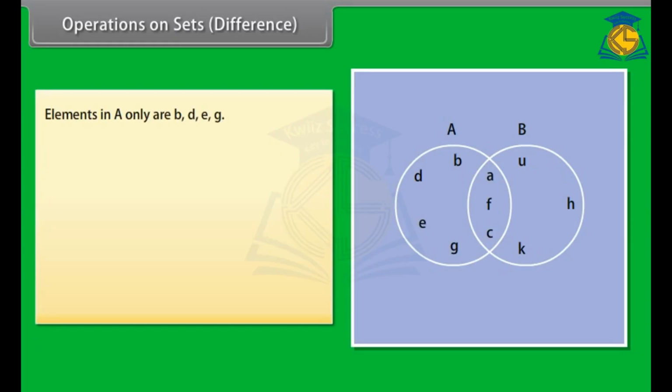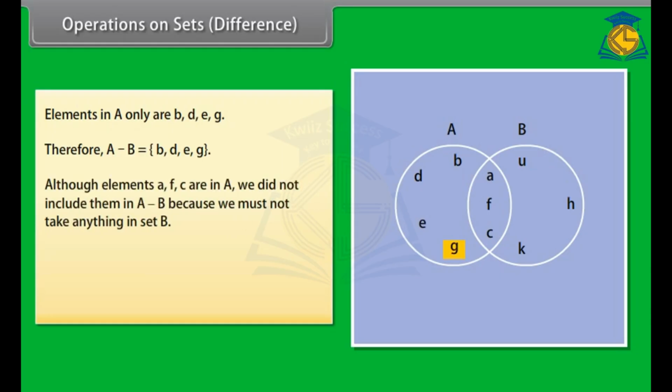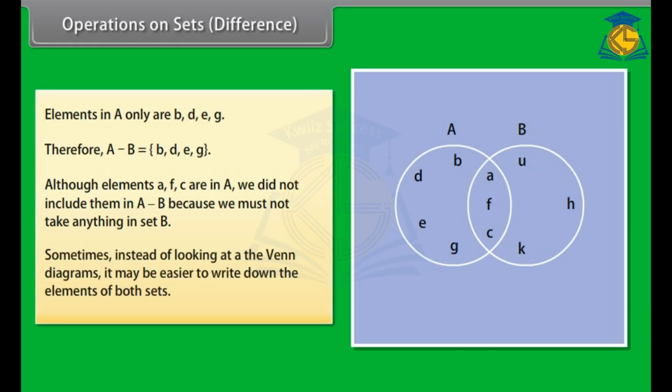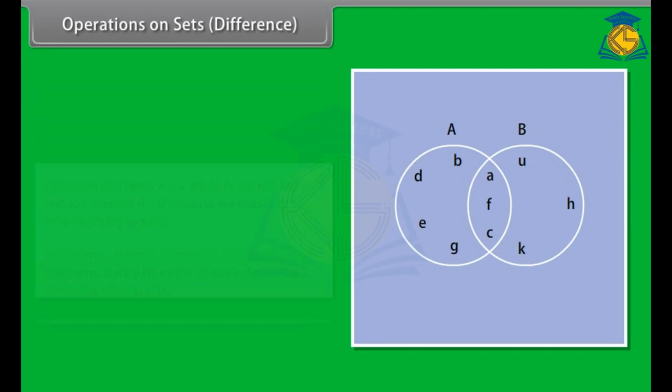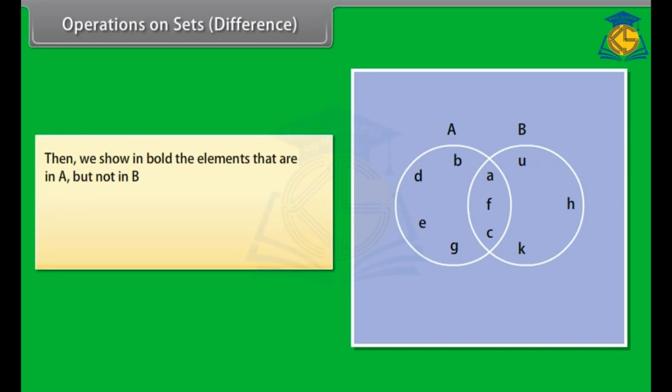Elements in A only are B, D, E, G. Therefore, A minus B is equal to {B, D, E, G}. Notice that although elements A, F, C are in A, we did not include them in A minus B because we must not take anything in set B. Sometimes, instead of looking at the Venn diagrams, it may be easier to write down the elements of both sets. Then, we show in bold the elements that are in A but not in B.